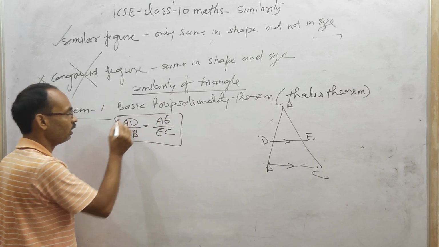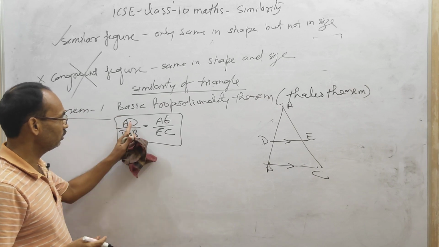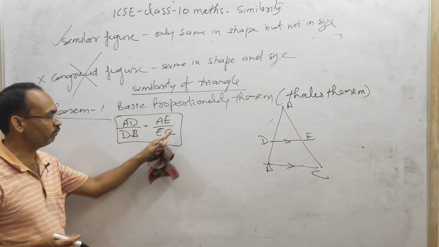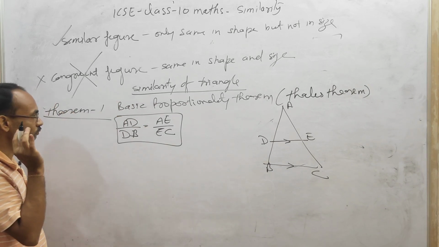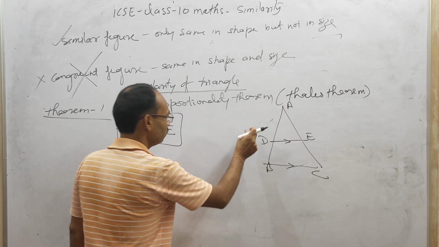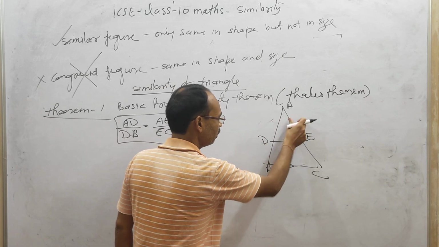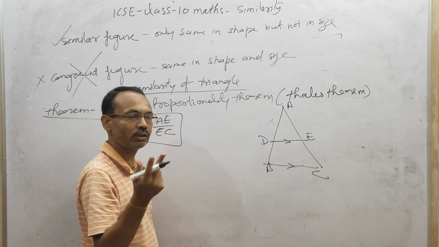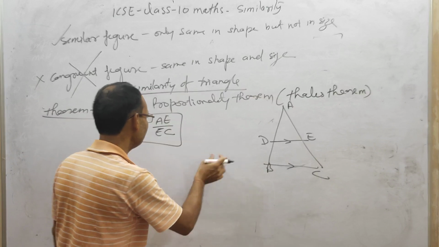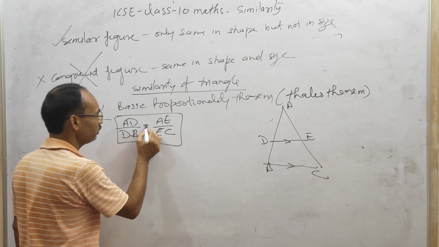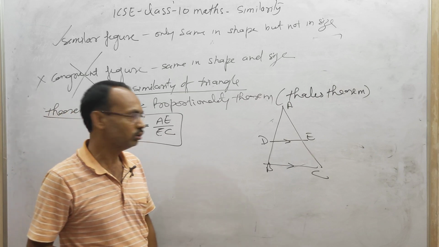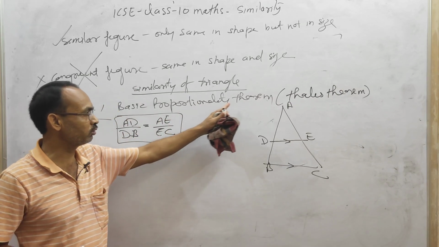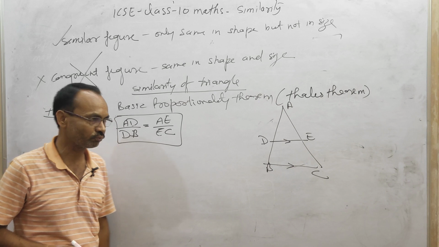To find the length of any side, if only 3 values are given, you can find the 4th value without any problem. If only 3 side lengths are given in terms of x, y or anything, equalize the ratios, put in the values, and the answer will come out. This is known as the basic proportionality theorem or Thales theorem.